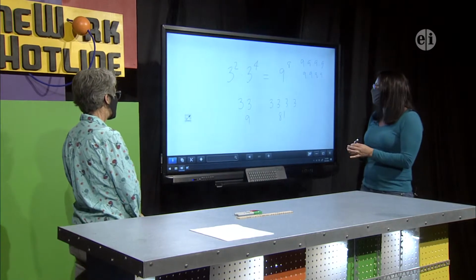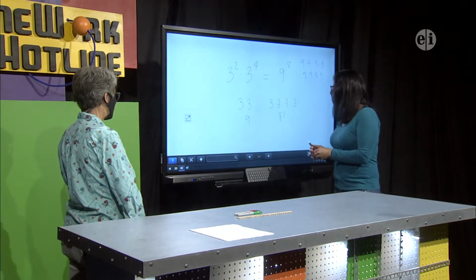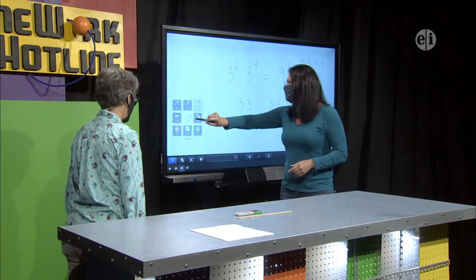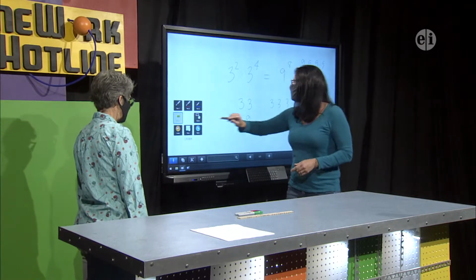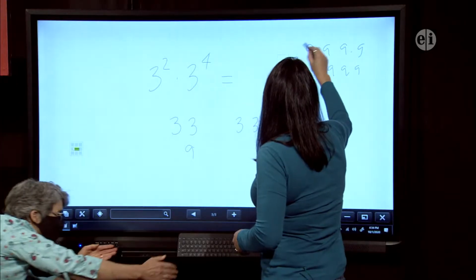Okay. So really what you're doing is you don't change the base, and then you just count those copies. And that is the thing that we want to think about.